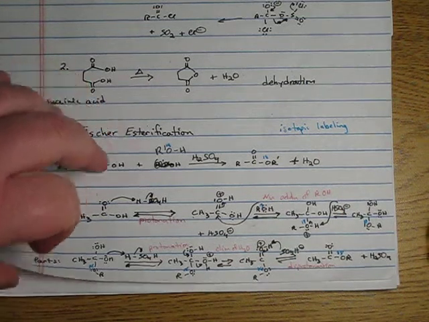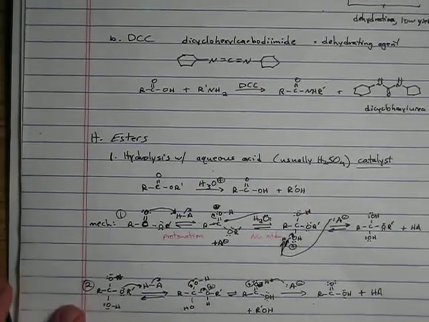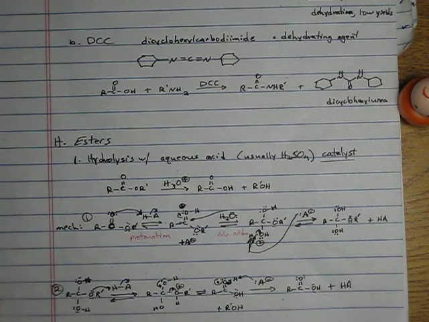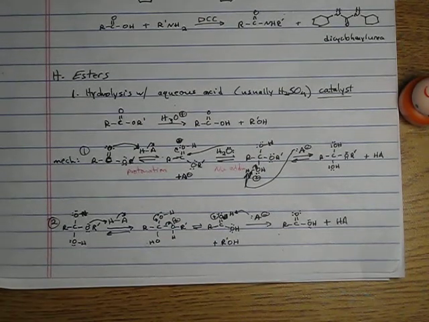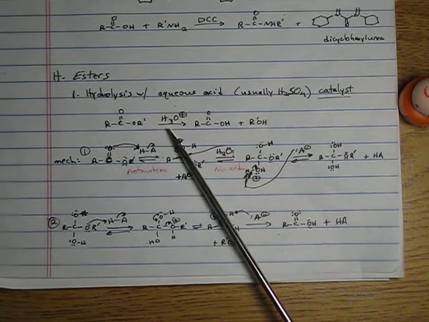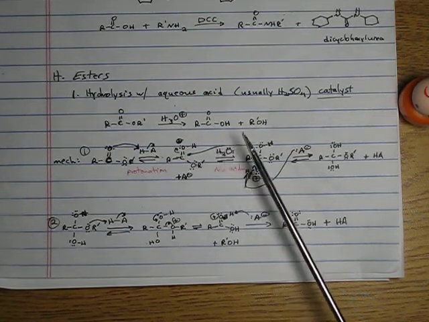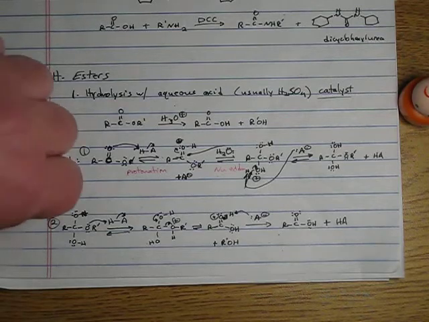After that we went to hydrolysis of esters. Let me turn the page. And with ester hydrolysis, recall this is the opposite, the reverse mechanism of Fischer esterification. You start with the ester and add H2SO4 as our normal acid of choice, and we come up with the alcohol and the carboxylic acid. The mechanism is the reverse of the Fischer esterification.